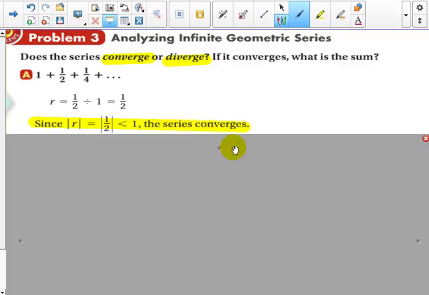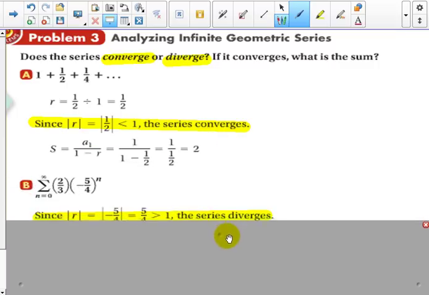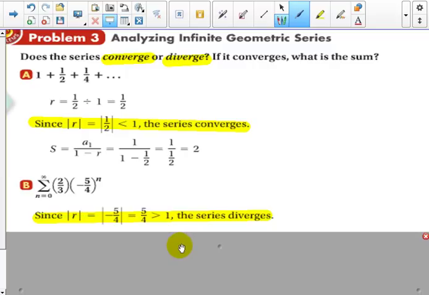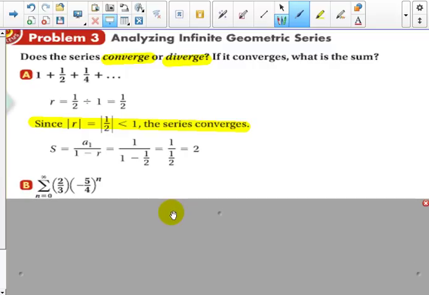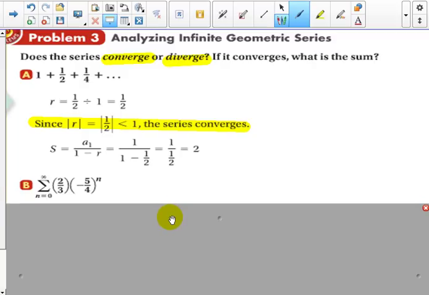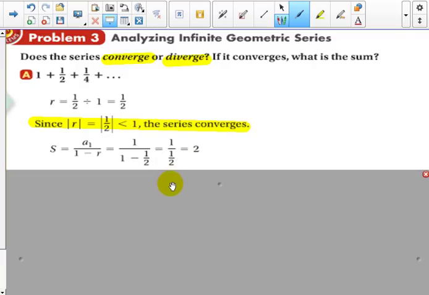Now let's look at the next problem. We're not going to worry about the sum for this assignment. Now let's look at the next one. Actually, you're not going to work any like this one. We're not going to work any of those.